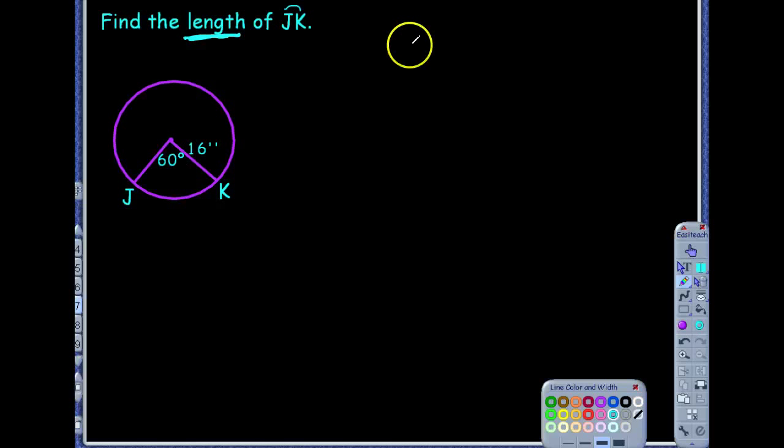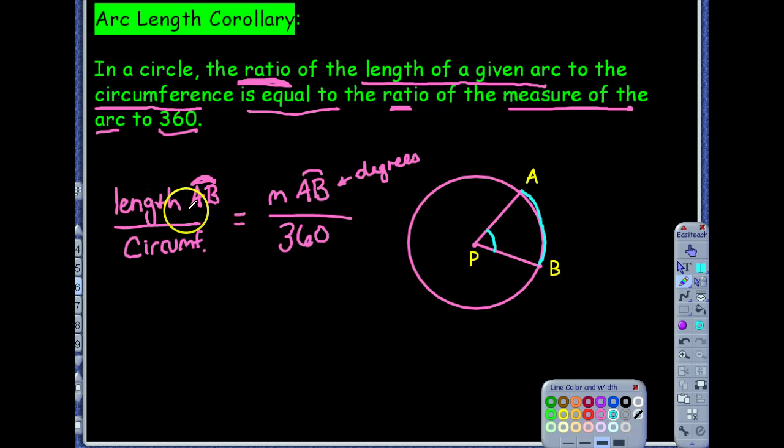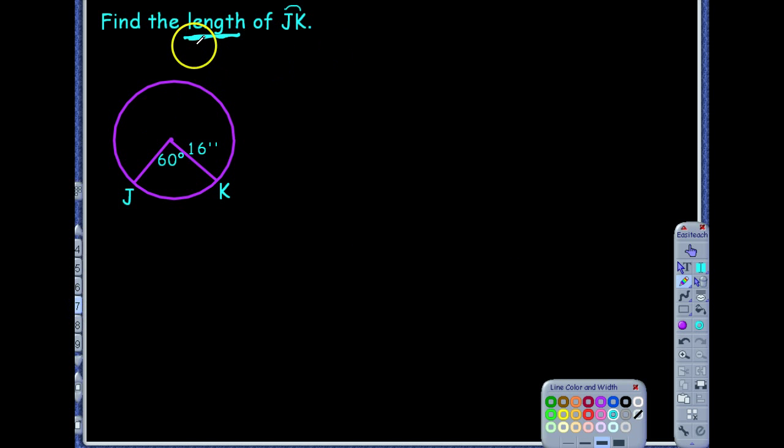Here's what I want you to keep in mind. If we go back a slide, the length of an arc compared to the whole circumference of that circle is equal to the degree measure of that arc to the whole 360. So what is it that we're trying to find? The length of the arc. So we're finding the length of this arc, how long it is.